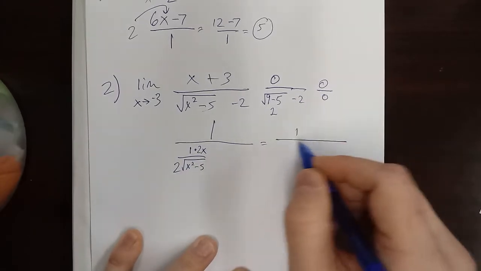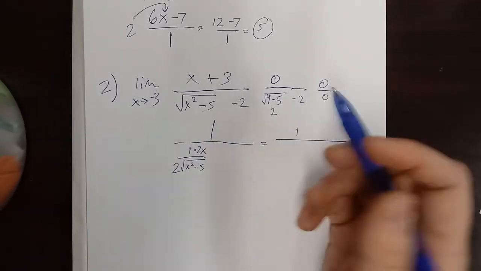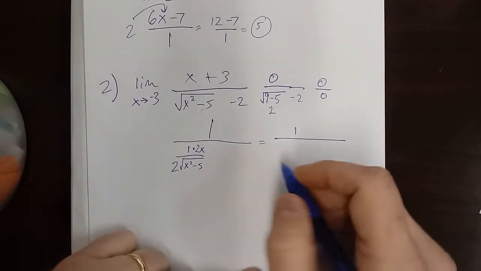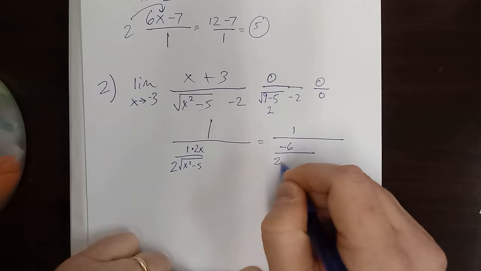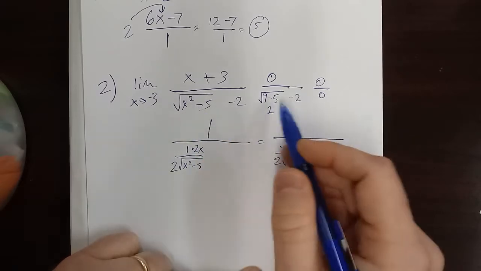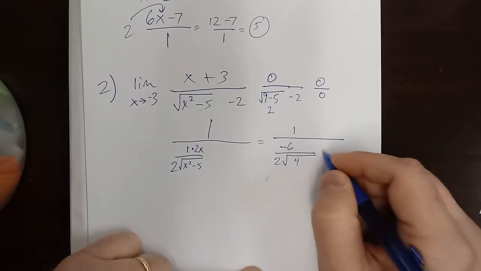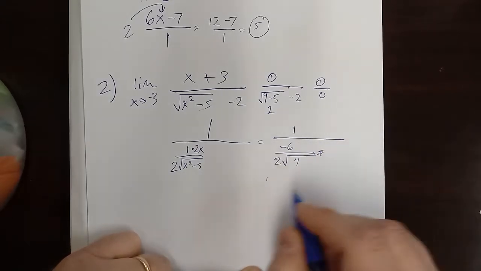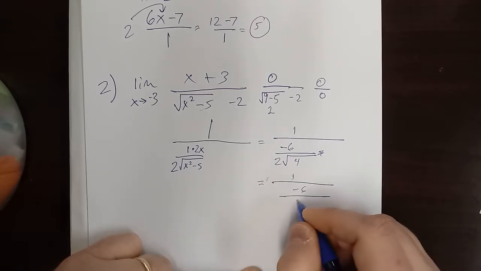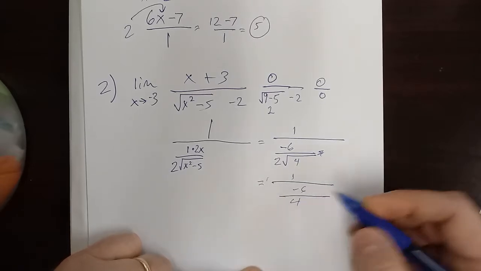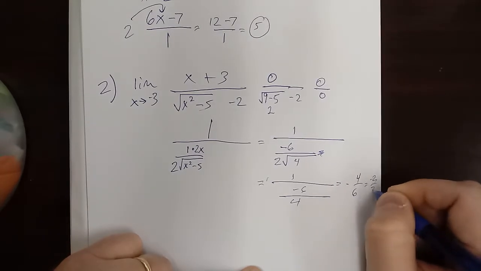There's a 1 up here. You know that 1 just means reciprocal of whatever. Like if it's 1 over something, it's a reciprocal of this. But if I plug in negative 3, I'll get a negative 6 on top, 2 root. Oh, this is going to be the same as it was before, right? 9 minus 5. So this is just going to be square root of 4, which is 2. So I could rewrite this as 1 over negative 6 over 4, which just flip it, and we get negative 4 over 6, or negative 2/3.